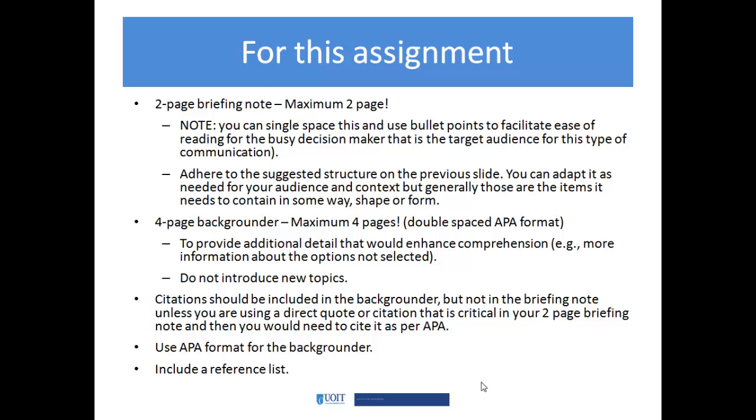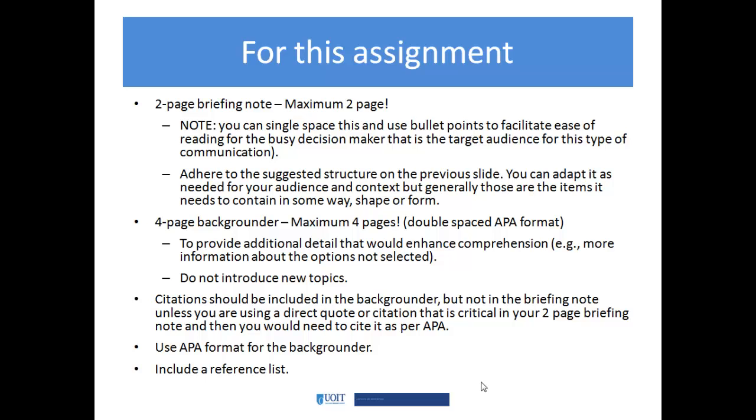For this assignment, there is one briefing note. It's made up of 2 pieces. It can all be done in one document. The first 2 pages are your 2-page briefing note. That's where that structure comes into play. It's single-spaced. You can use bullet points. Adhere to that structure. You can adapt it if you like, but generally those are the headings you're working on. And then you have the 4-page backgrounder.